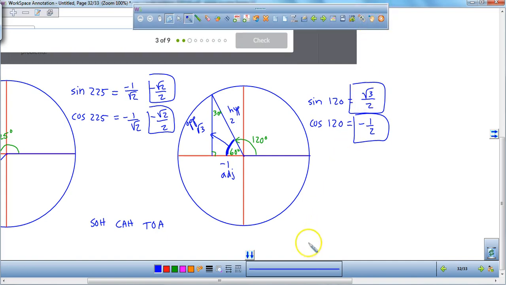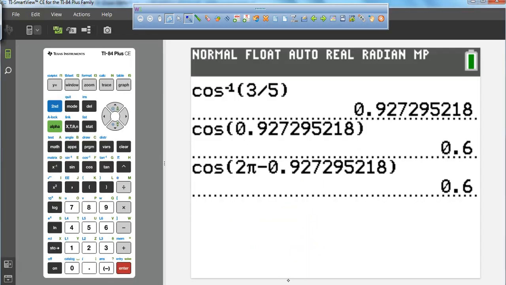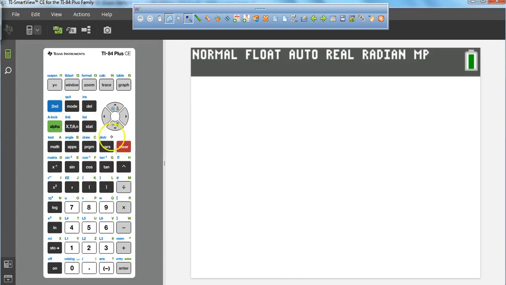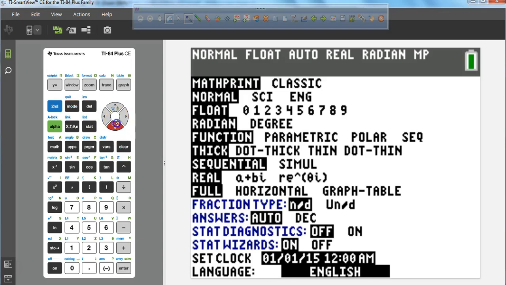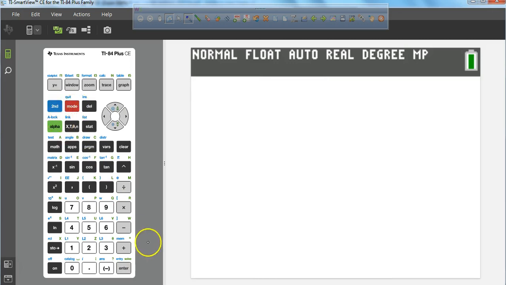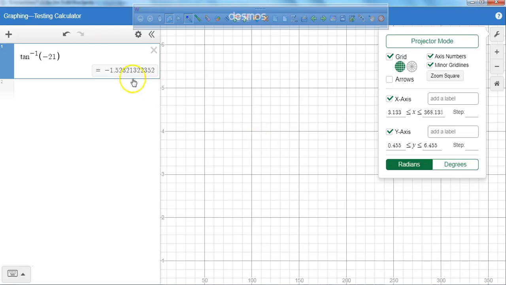Okay. Now, we're going to go over some numbers real quick. Except what we're going to do is I'm going to put this in degrees. We're going to go mode. We're going to go to degrees. But being that you guys probably don't have a graphing calculator, I'll go ahead and do it in Desmos.